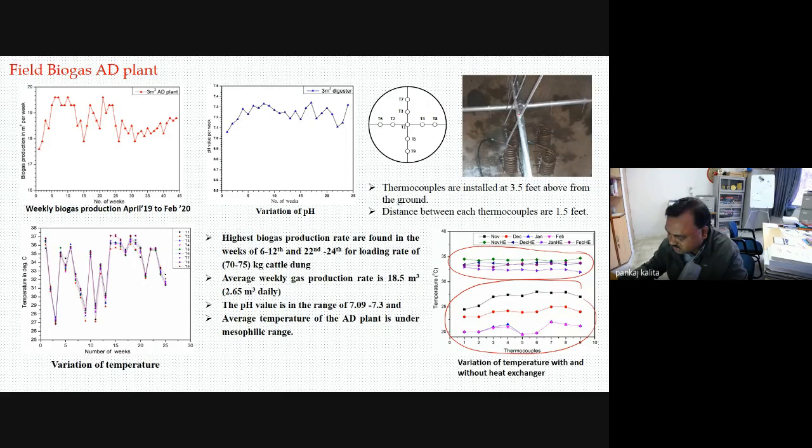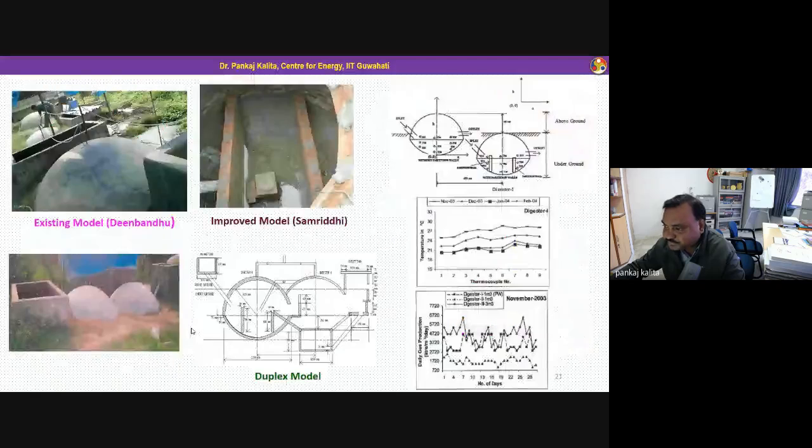Okay, and you can see this is a part of the scum breaker, which is introduced in the biogas plant. Okay, and this is weekly biogas production, and this shows the variation of temperature. And also you can see here it's an existing Deenbandhu model, and the improved model is something like this. In the existing Deenbandhu model, you cannot see this kind of walls, but in the improved model, which is known as the Samriddhi model, we have some kind of optimized walls inside the biogas plant.